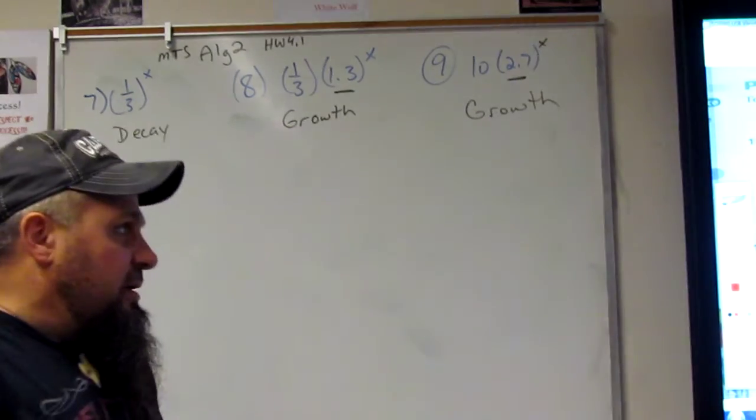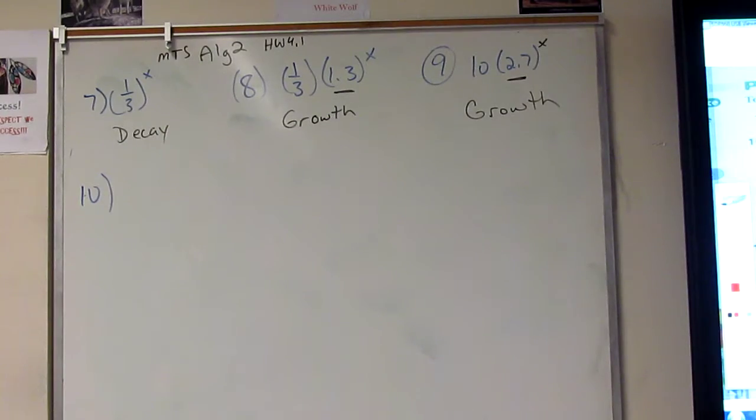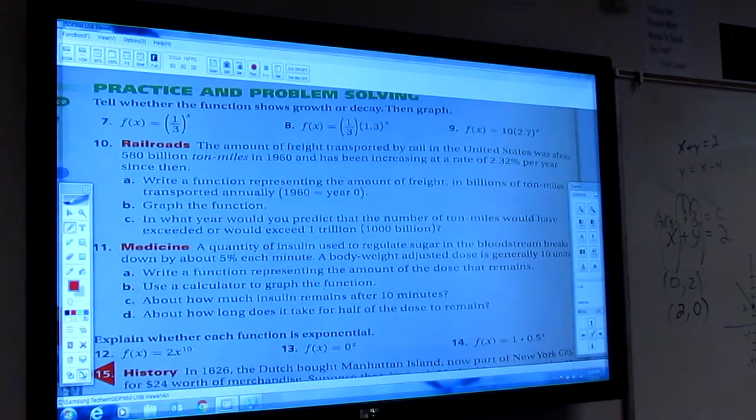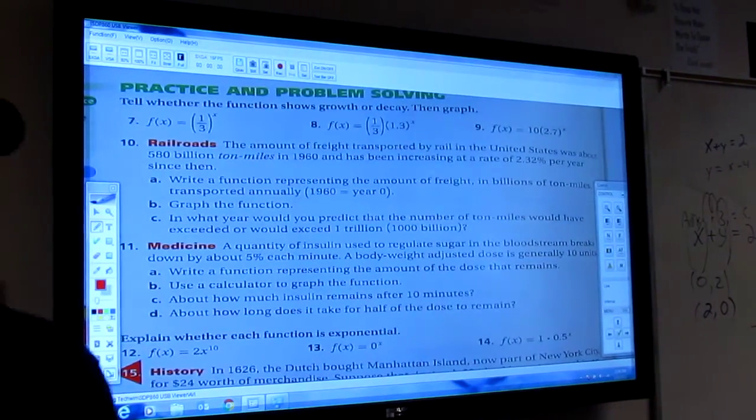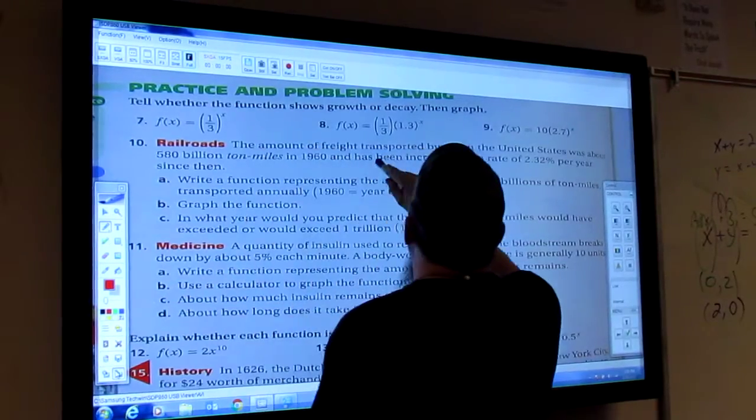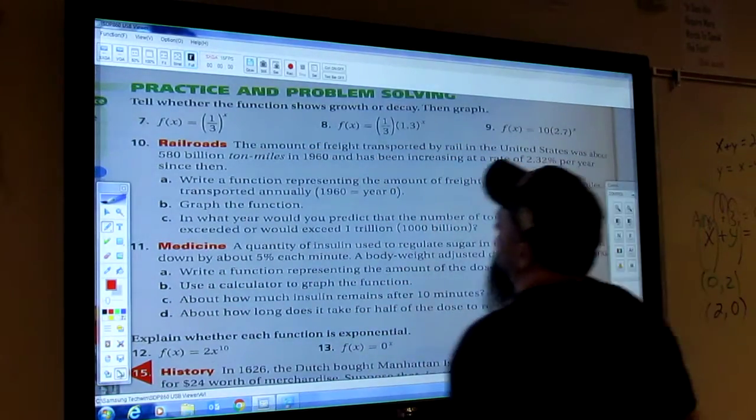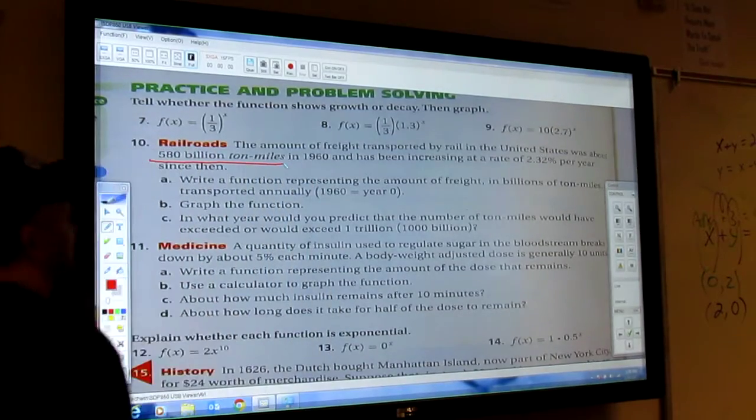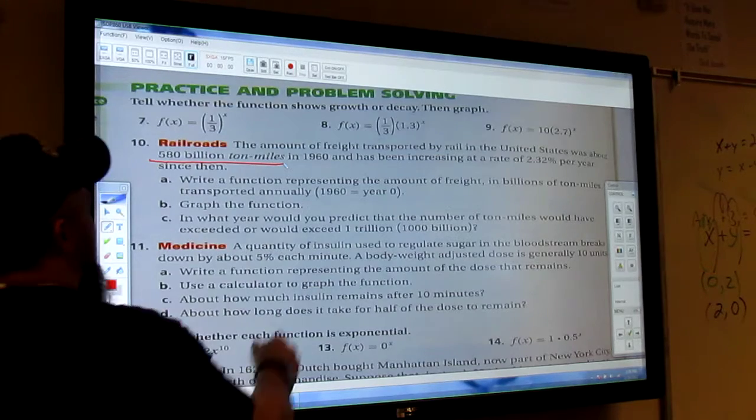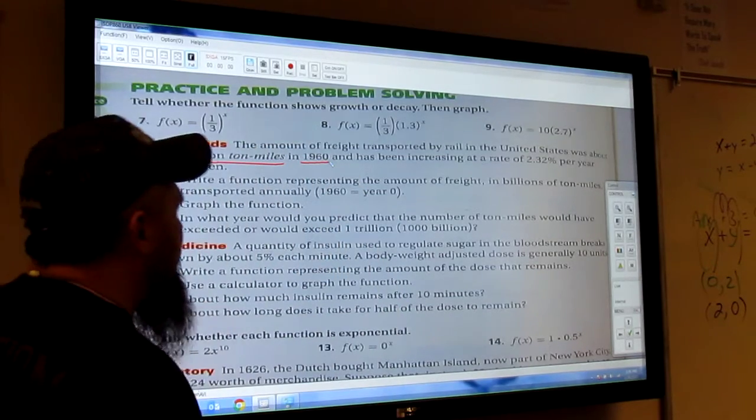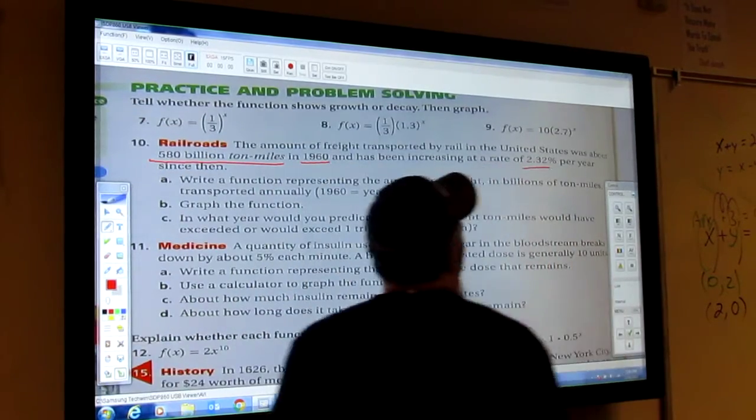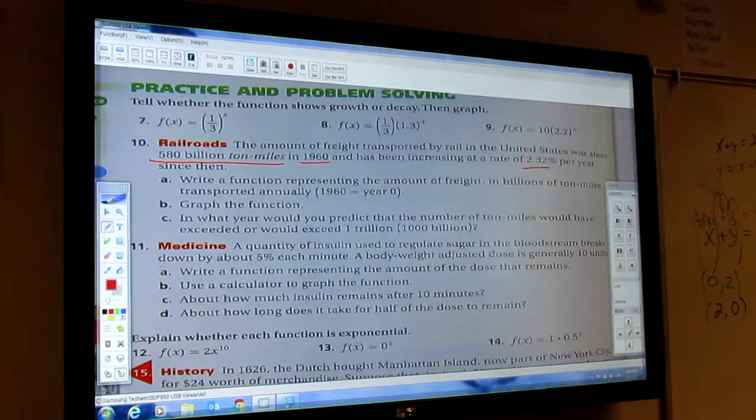And so now let's look at the story problem, which is number 10. If you're at home, you probably want to push pause and read the story problem. The amount of freight transported by rail in the United States was about 580 billion ton miles in 1960, and has increased at a rate of 2.32 a year since then. Write a function representing the amount.